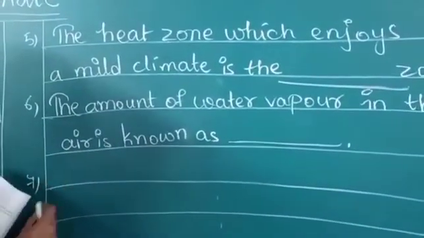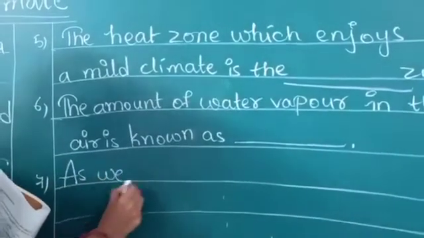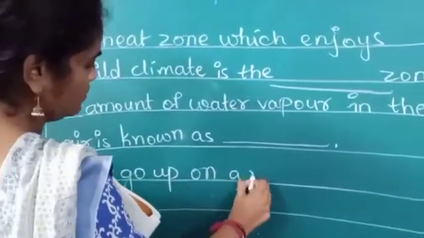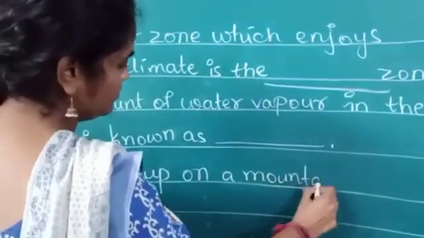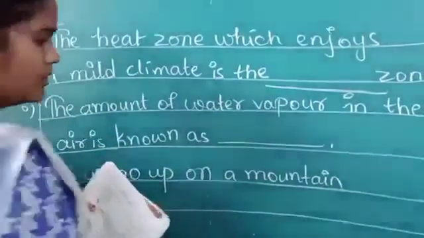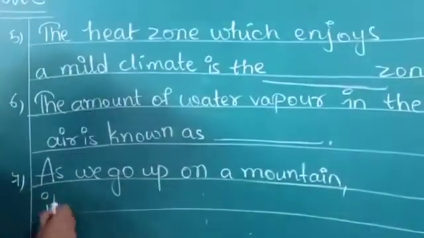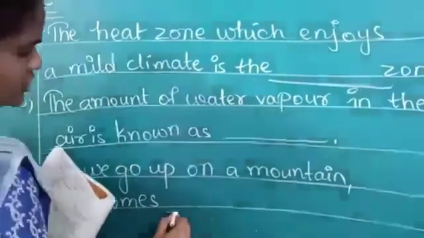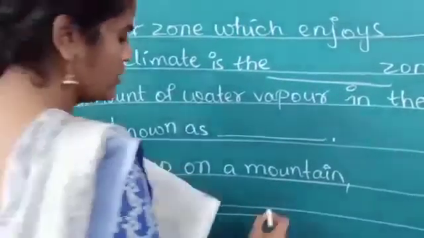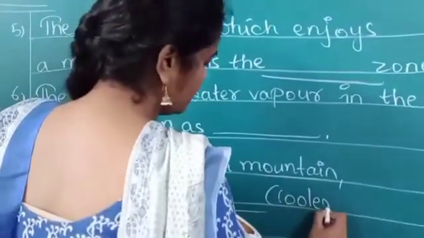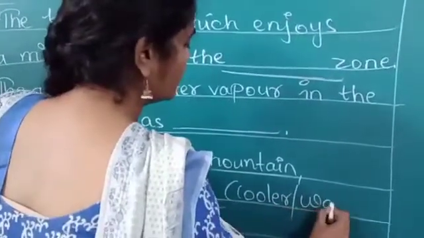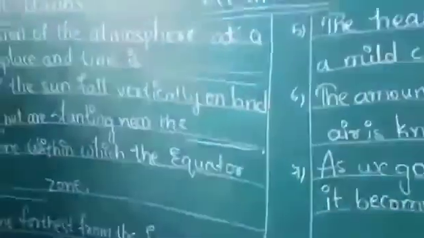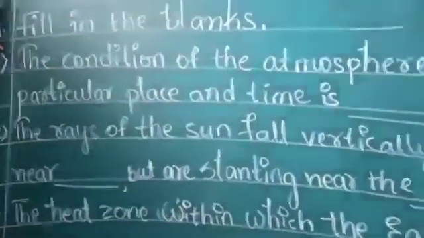Seventh one, as we go up on a mountain, it becomes dash. They have given options for us: cooler or warmer. Okay? See the answers now. This is the A bit, that is filling the blanks.